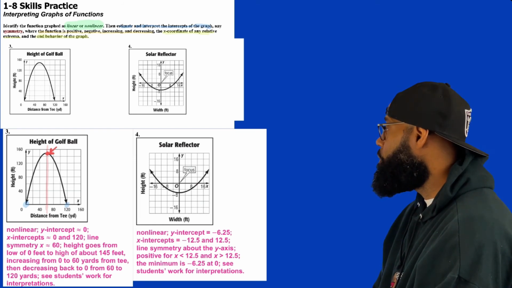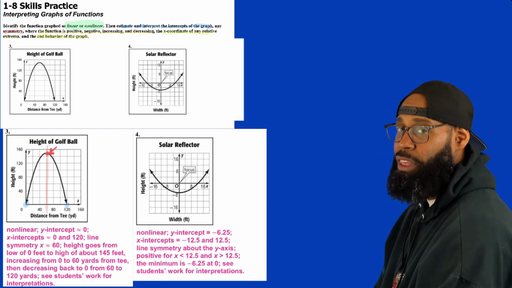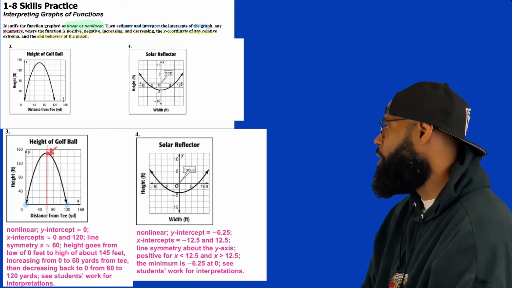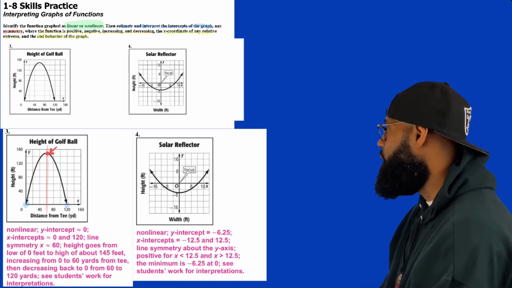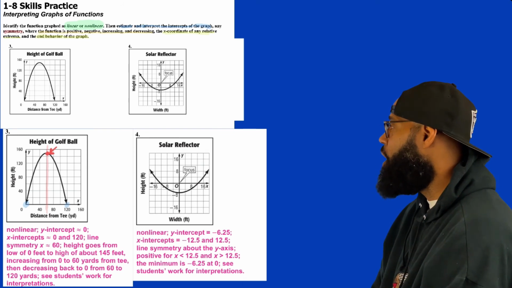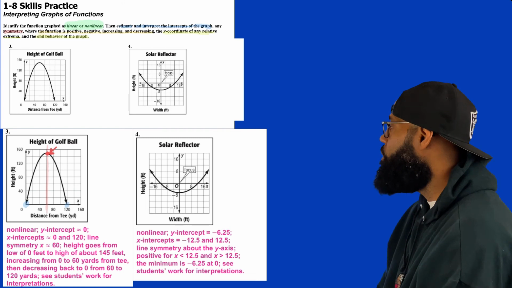X-intercept is approximately 0, right? But it also has an x-intercept at 120. So again, 2 intercepts for the x-axis. You can have that. Line of symmetry, we did talk about. X is about 60. The height goes from a low of 60 feet to a high of about 145 feet. I believe I said 140. It was a little off.